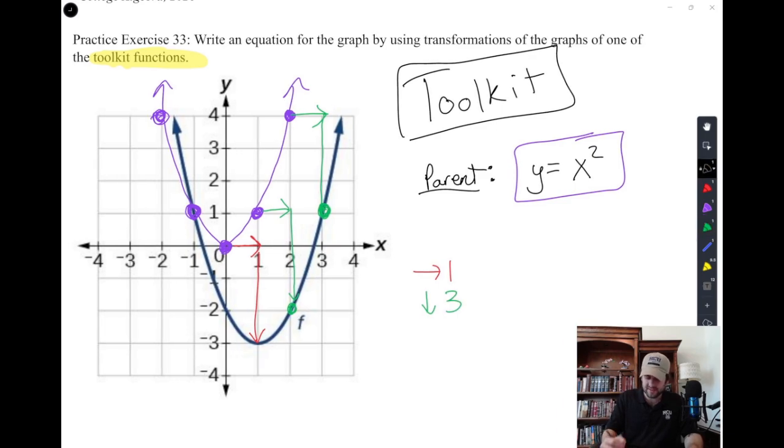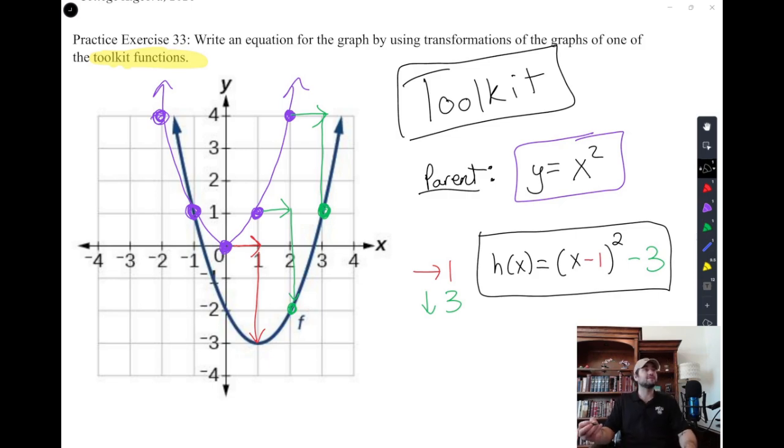And so our job is to say, okay, I'm going to call it h of x, just so we don't call it f of x. What did they do to x squared? Well, right by 1 goes on the inside, so I'm going to say x minus 1 on the inside. Remember, it's opposite of what you would think. Minus 1 means right, plus 1 means left. Squared, and then down 3 is going to be a minus 3. And there's the function that they asked us for.